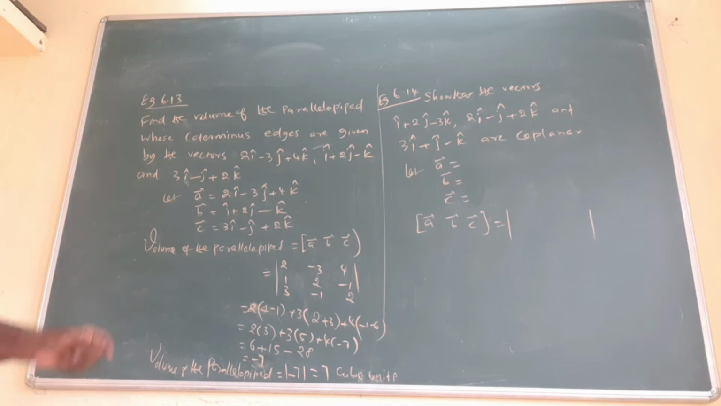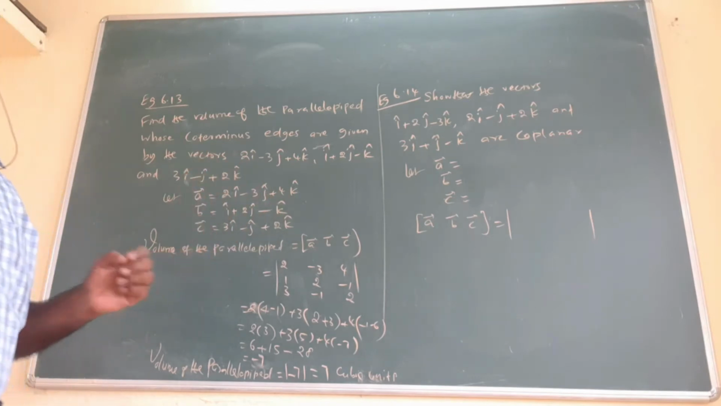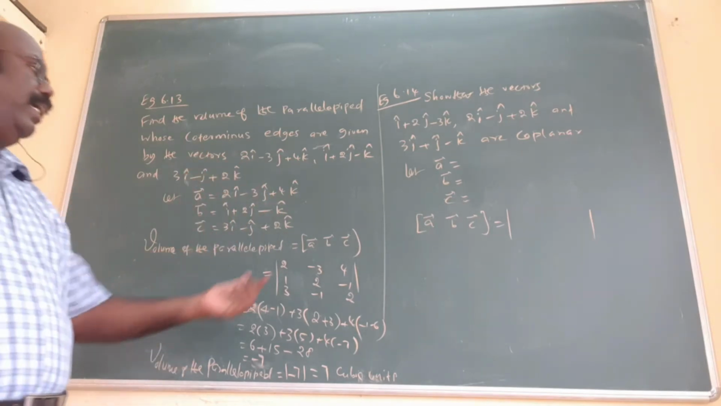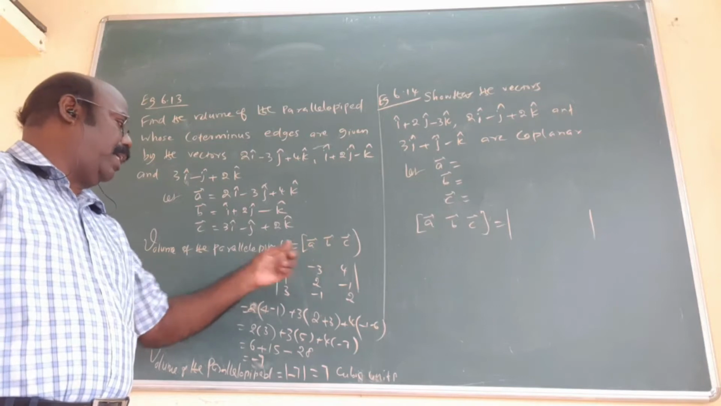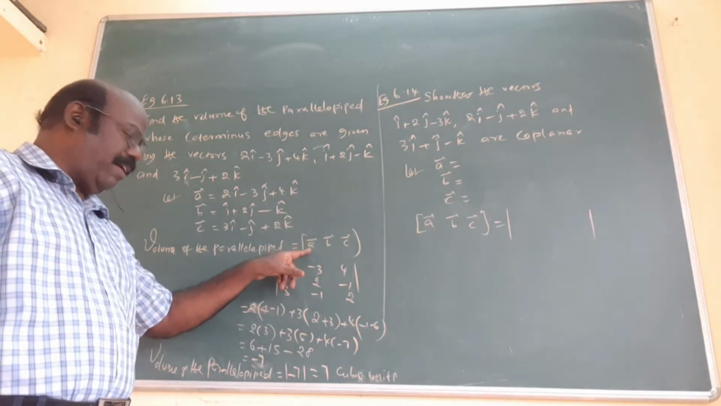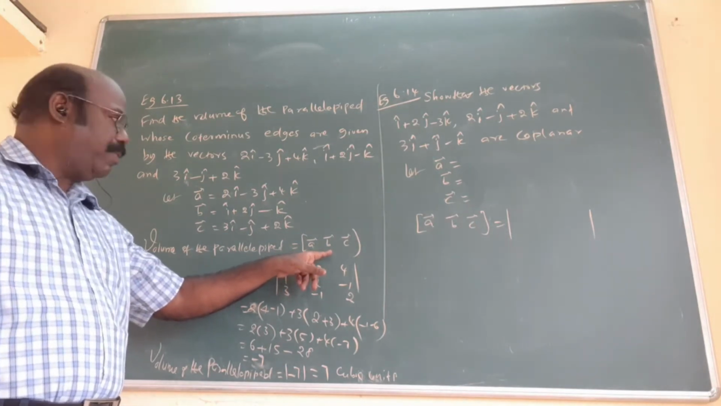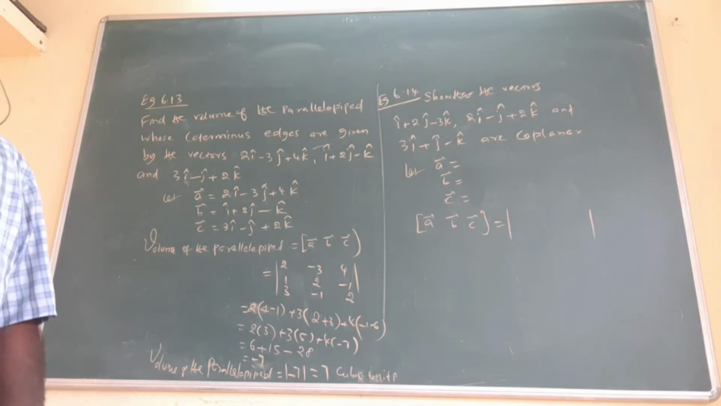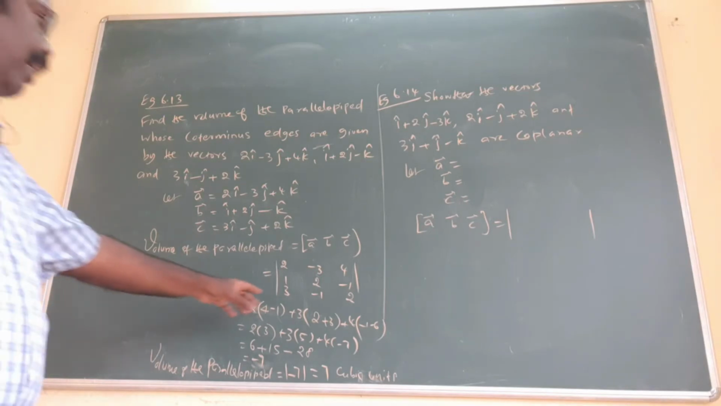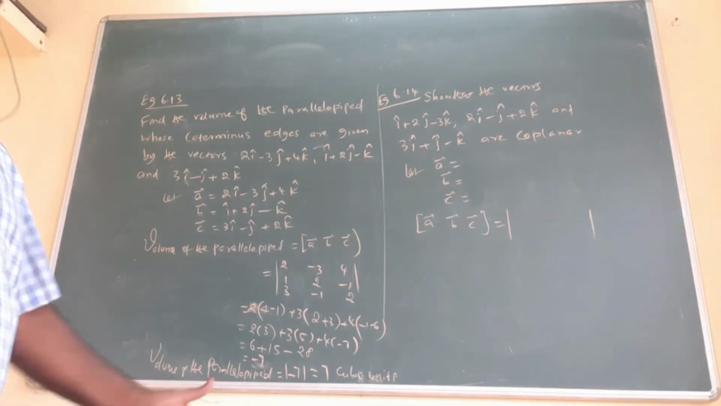Very simple concept. You must know the formula. Box product A, B, C is the formula for the volume of the parallelepiped. Next, the box product A, B, C means the determinant of the coefficients of i, j, k in the A vector, again the coefficients of i, j, k in the B vector. In this way, you expand the determinant, we get the answer minus 7. To avoid the minus 7, take the modulus.